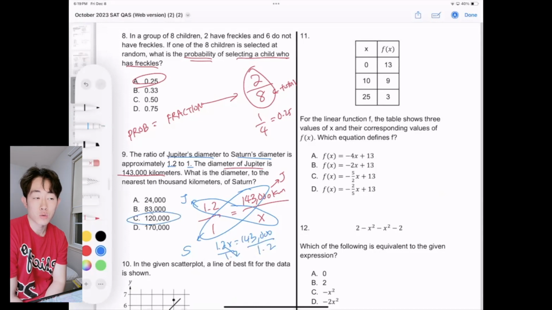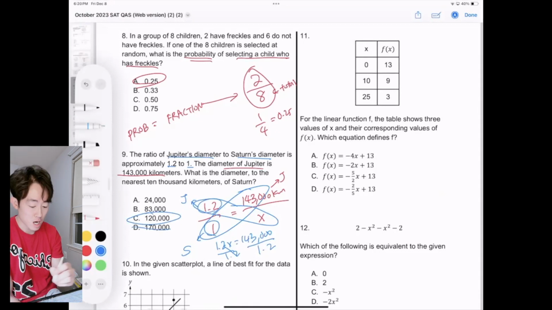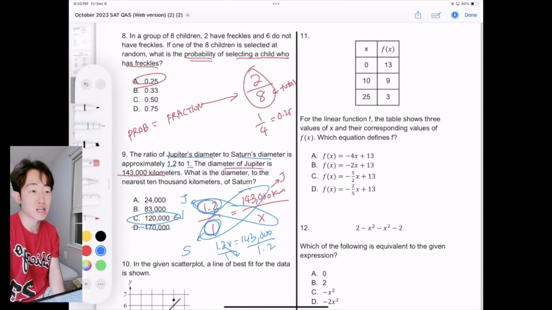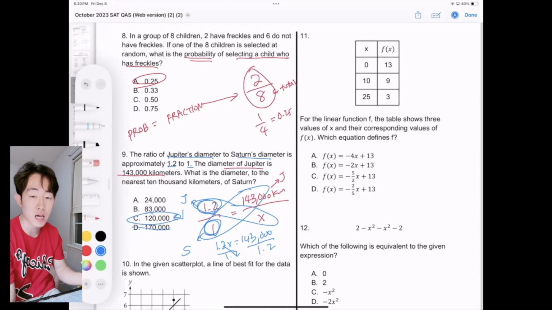And most importantly, what you should do is eliminate the fact that Saturn is going to have a bigger diameter than Jupiter, because when Saturn is 1, Jupiter is 1.2. There's no way Saturn is going to have a bigger diameter than Jupiter. And 1.2 and 1 are awfully close to one another, right? So common sense says it's going to be C. But just to be sure, use the calculator and then you just get the answer that way.